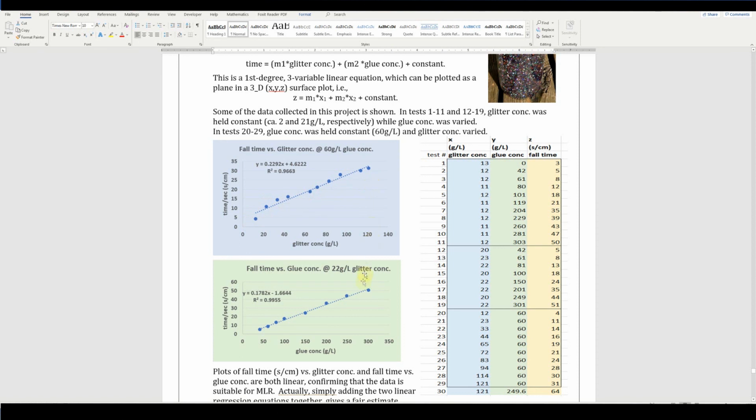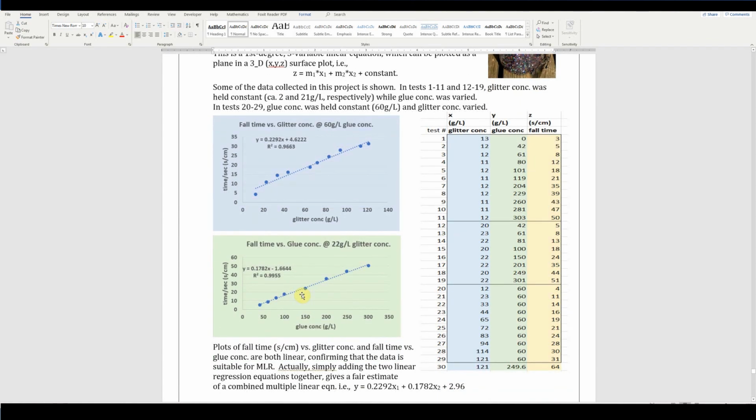And then you can do the same by holding the glitter concentration constant here at 22 grams per liter, and then measuring the fall time as a function of glue concentration. And again, it's quite linear. Pretty good here, 0.996 in fact is the r-squared. So this alone gives us a pretty good idea that multiple linear regression will work.